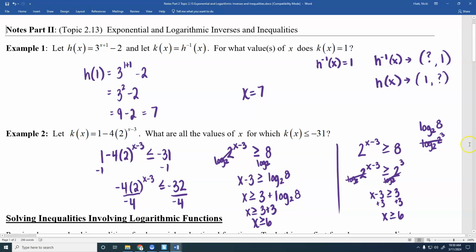If you can't rewrite them with the same bases, you've got to do it like we did over here on the left. I think if you recognize it, this is a little bit easier because you don't have to deal with that log base 2 of 8. But this is how I would probably solve it if I did not recognize that it could be written as the base.